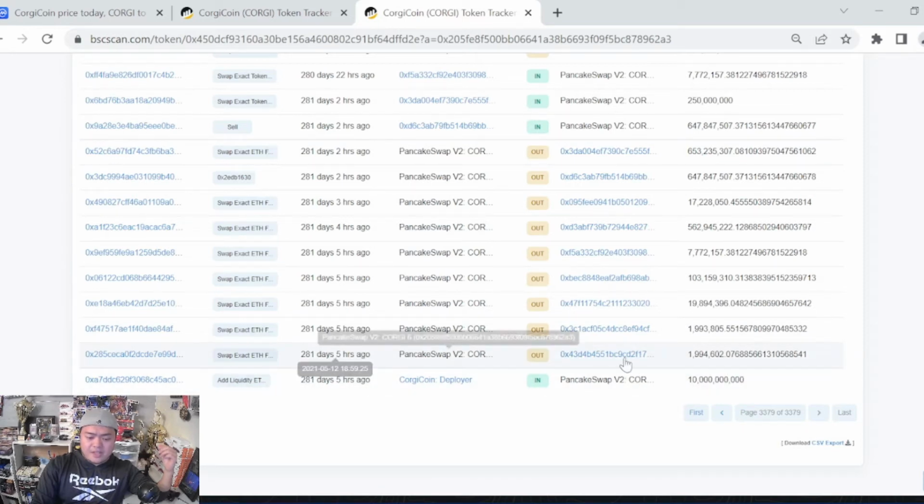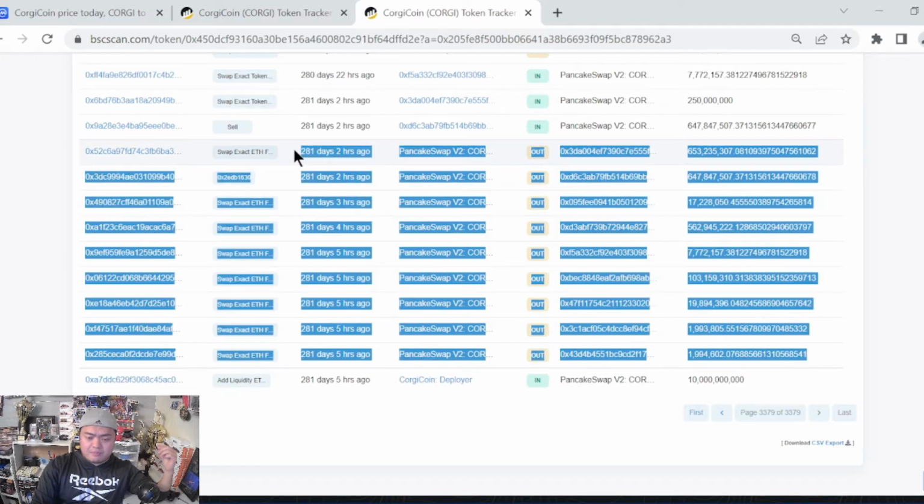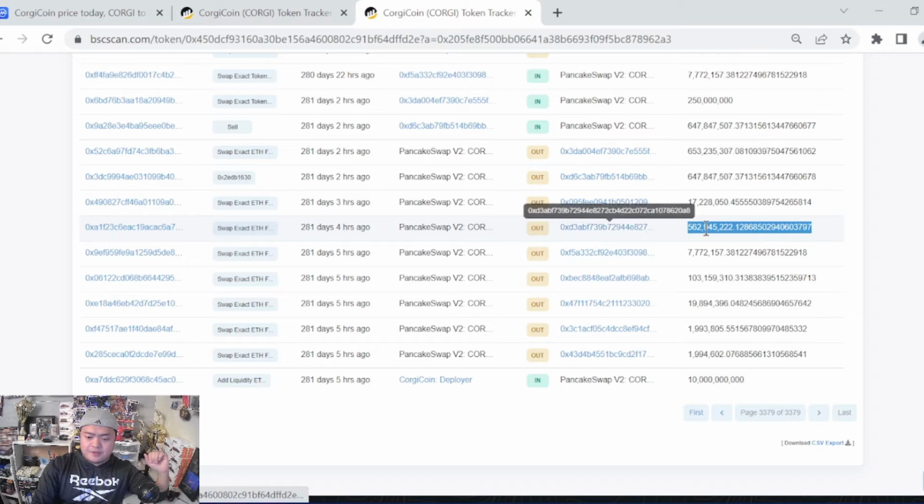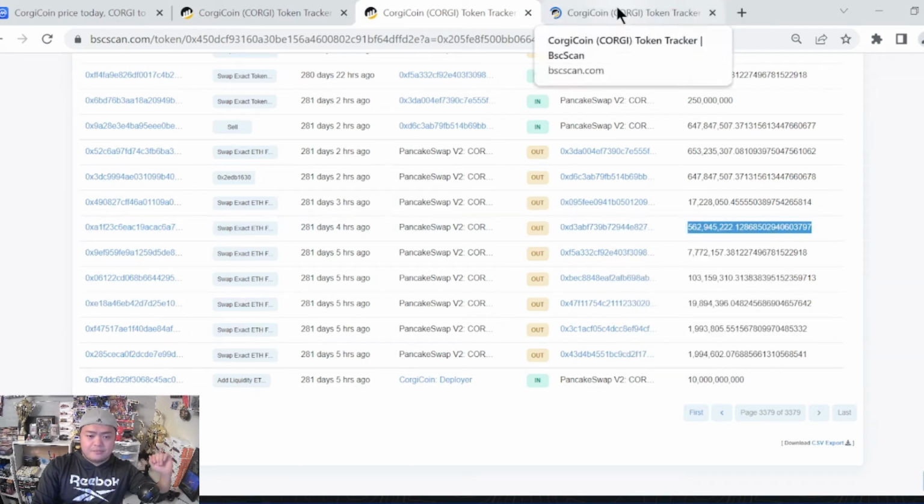You can also see that right after that, there were a few of the addresses that came in and swapped out the tokens right away. Most of the time, these are developers and the founders. So what I'm going to do here is let's take a look at this one here. I'm seeing 562 million tokens. So let's take a look at this address here.